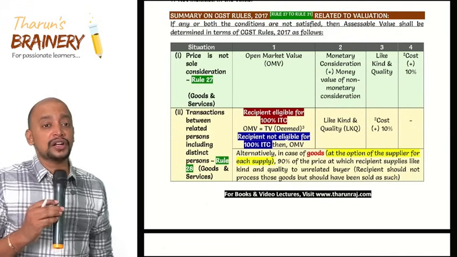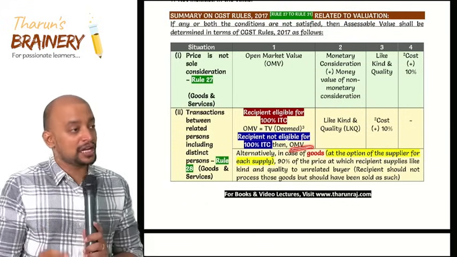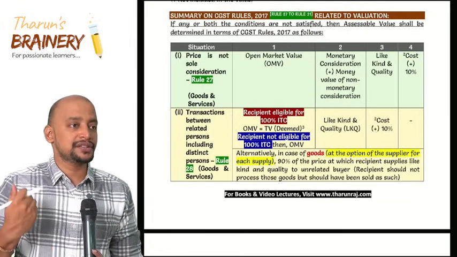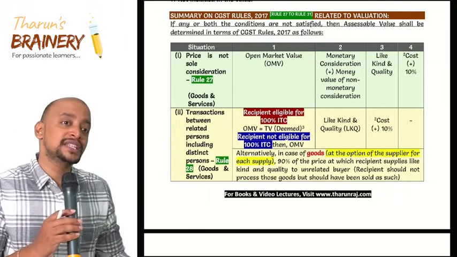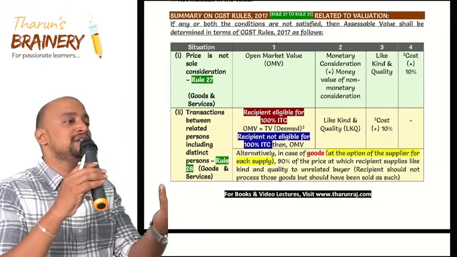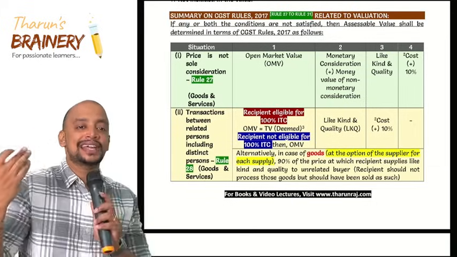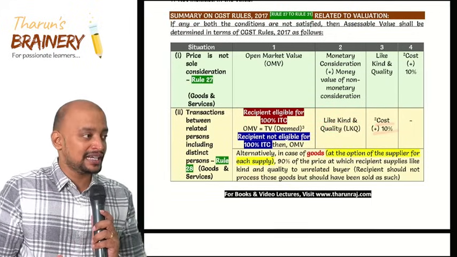If the recipient is not eligible for 100% ITC, then we need to ascertain the open market value. Suppose that is not available, why would it not be available? Maybe because open market value is a price between two unrelated parties on the same day, correct or not? Suppose between two unrelated parties we are unable to get the price, then we need to go for like kind and quality. If like kind and quality is also not available, then cost plus 10%.